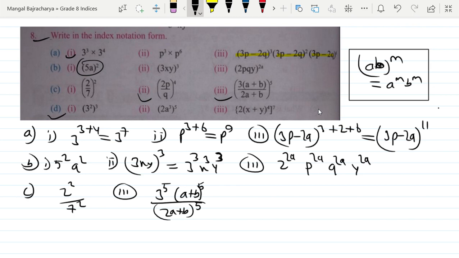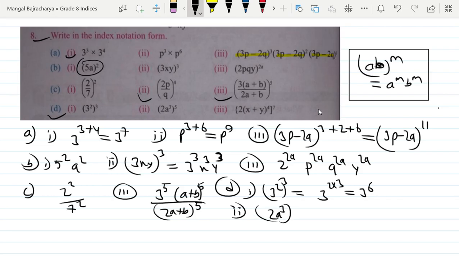Now number D. So number D first. There is 3 square whole power 3. It's a power of a power, so those powers will get multiplied. So 3 power 2 into 3, you get 3 power 6. And in number second, 2a cube whole power 5 is there. So 2 power 5 and a power 3 into 5. So 2 power 5 and a power 15 you get.